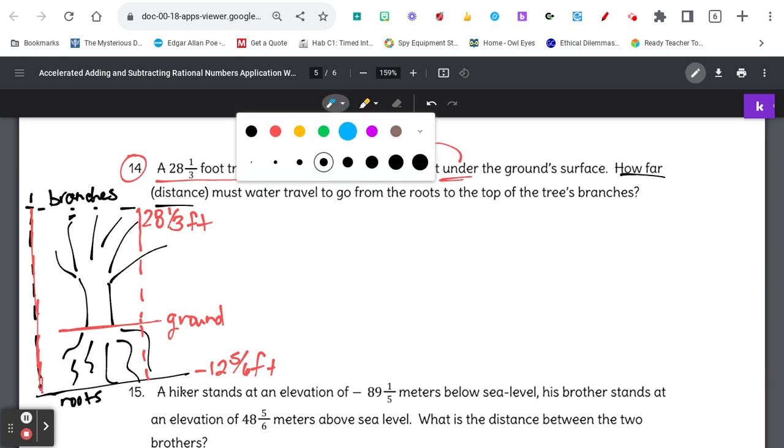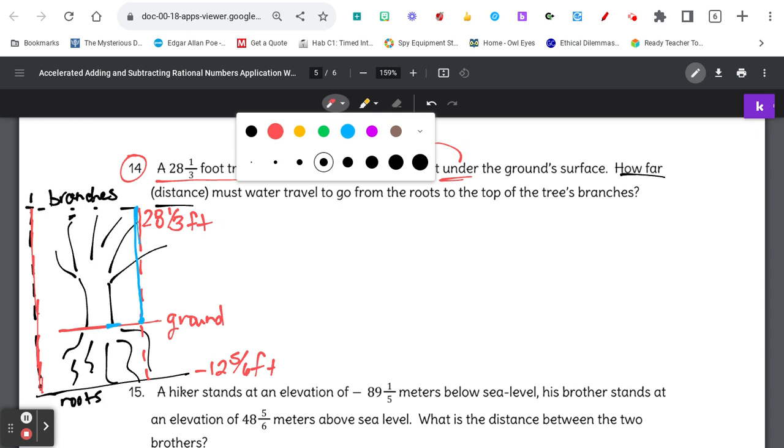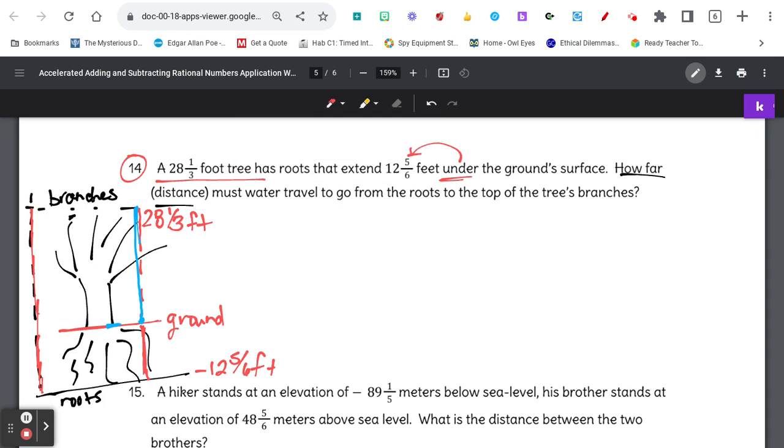And I say from here to there because I'm talking about from where the tree starts growing above ground to the very top. That's the distance. And then here, this is also a distance from where the tree grows on top to where the roots grow under the bottom. But at any rate, we know this is positive and this is actually negative because of the word under. How far? Well, because it asks me how far, it indicates distance, so I need to make sure I use subtraction.